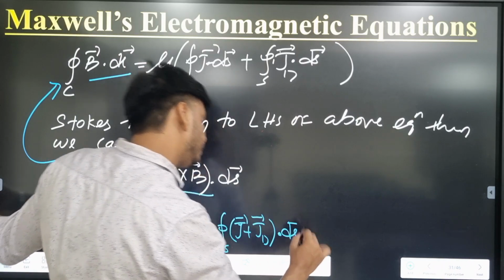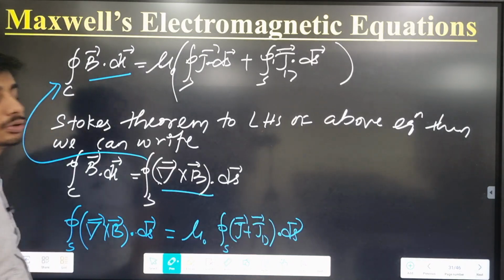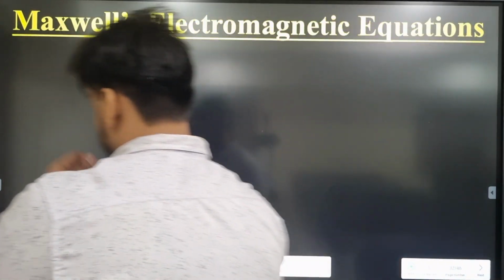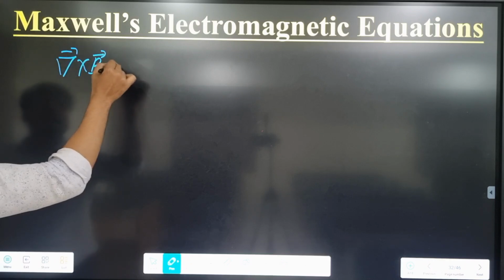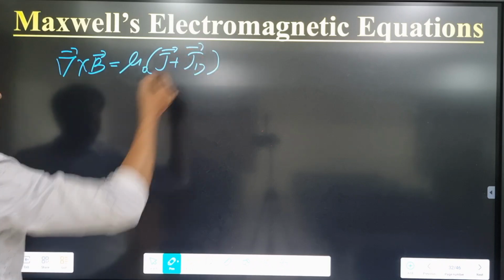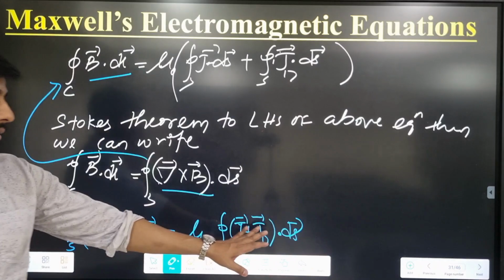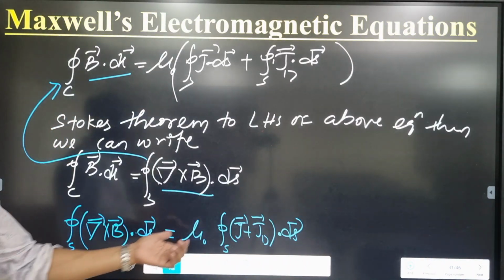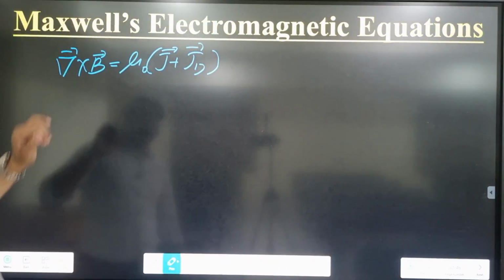Here you can see on the left hand side we have a surface integral, and on the right hand side also we have a surface integral. We can take them to one side and rearrange. So del cross B, directly I am writing, mu naught (J plus J_D), because the integral of that term is 0 and the integrand can never be nonzero, so del cross B equals mu naught into (J plus J_D). But this is not our required result.